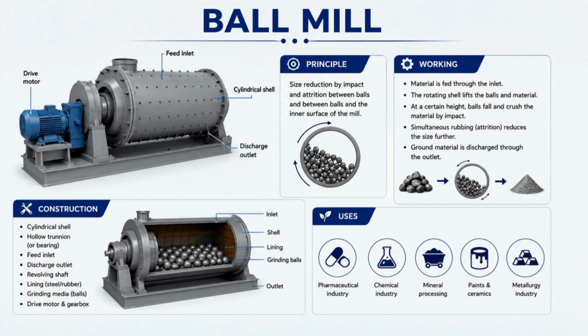So what are the points needed to remember about this mill, meaning its features? The main principle of this mill is impact and attrition. Here the grinding media is steel balls, the grinding type is wet and dry, and the product is fine. The final product we get here is fine powder.